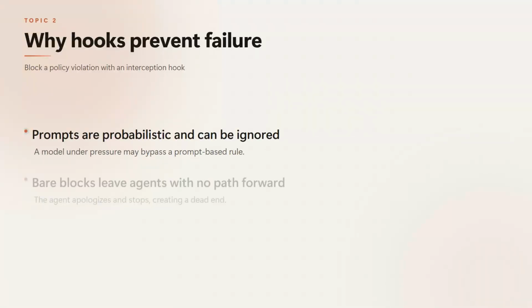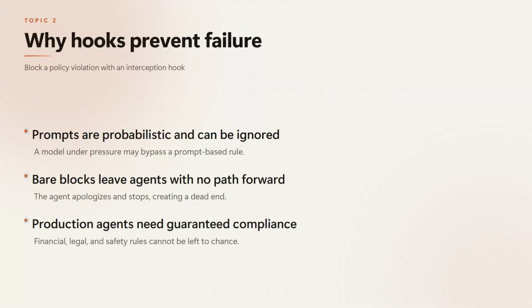Without hooks, you rely on the prompt to enforce rules. But prompts are probabilistic. A model juggling a complex conversation can overlook a refund cap buried in the system prompt, and suddenly a $10,000 refund processes automatically. That is the failure this prevents. Even if you catch the violation with a bare block, you create a worse problem. The agent knows it cannot proceed and has no alternative. It apologizes into a wall, and the user is stuck. Hooks with redirects solve both problems. They guarantee enforcement and keep the interaction moving toward a resolution.